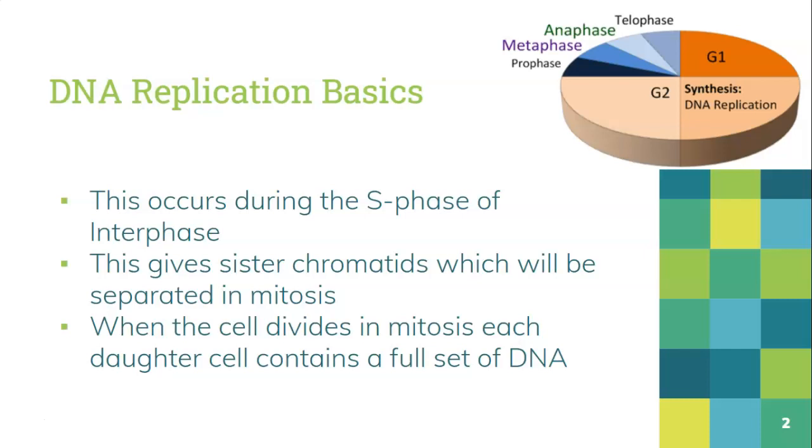So this produces sister chromatids, which will then be separated in mitosis, and then when the cell divides, each daughter cell gets a full set of DNA. They are able to do this because you have enough of the sister chromatids produced during synthesis to divide evenly into all of the daughter cells.